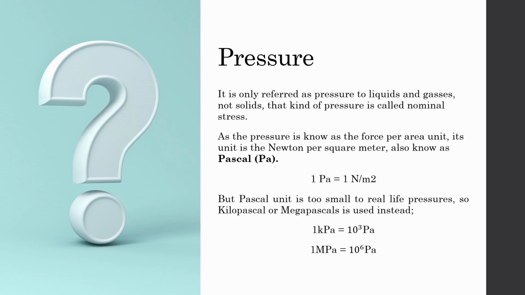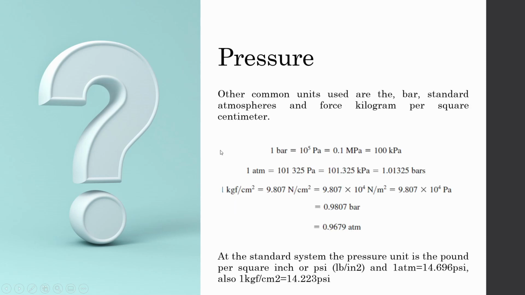And as pressure is known as force per unit area, its unit is the Newton per square meter, also known as Pascal. But Pascals are too small to express common pressures, so we use kilopascals or megapascals instead. Other common units are the bar, the standard atmosphere, and the kilogram-force per square centimeter. Here we have the conversions, and here we have the conversion for the standard system.